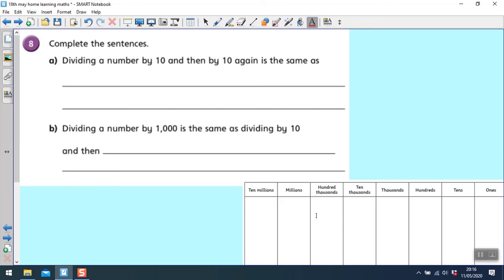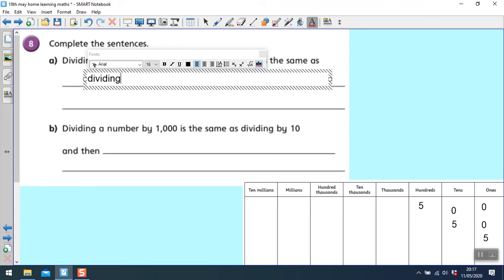So if I divide a number by 10 and then 10 again, let's say 560, let's say 500 actually, so 500 divided by 10, I'm going to jump here, 5 tens, 0 ones, and then by 10 again, my 5 tens is now going to be in my 5 ones. What's it the same as? It was 500, but now divided by 10 and divided by 10 again. It's the same as dividing by 100.